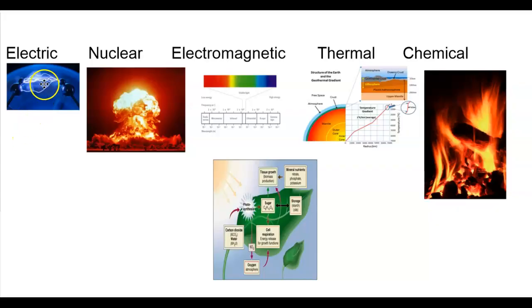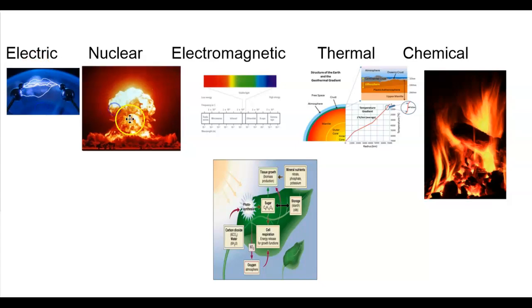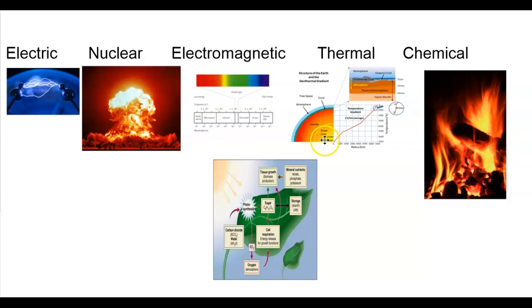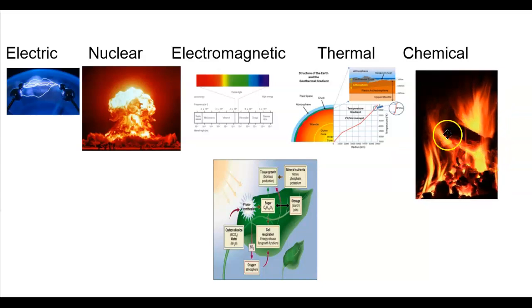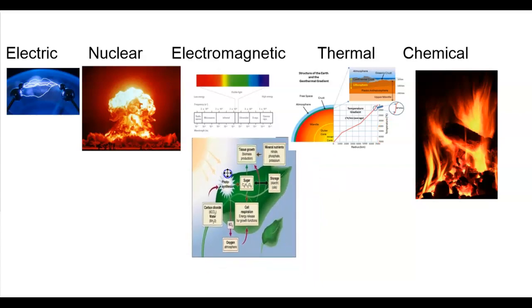Here are some images that might give you some clues about how the types of energy can be shown visually. So electricity, the nuclear fission of an atom being broken apart, the electromagnetic spectrum, or at least part of it that we can see, and then here's some we can't. Thermal energy, such as lava and the heat deep within the earth. Chemical energy, like when you break the bonds of a piece of wood in a fire. And then this one could represent all of them.